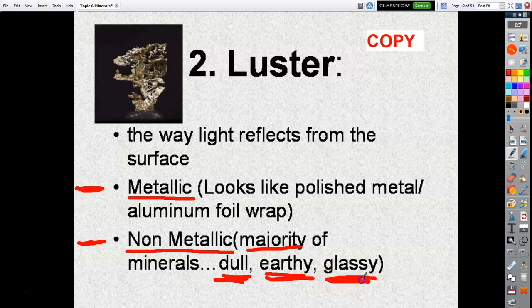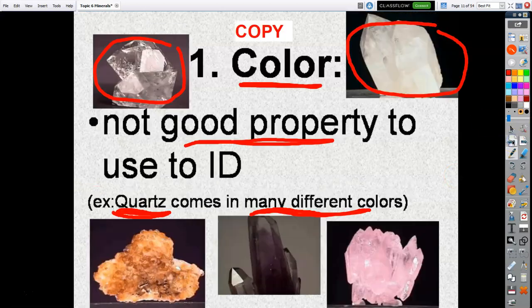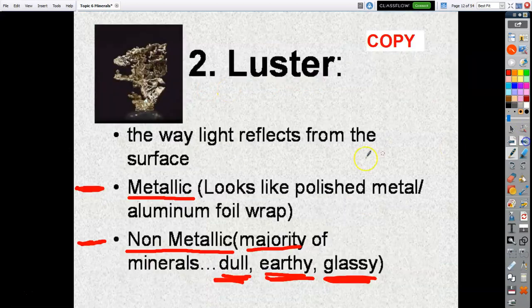Glassy, and this gets a little tricky with glassy. Something like quartz. Let me go back to the last slide. This quartz up here in the top left has a glassy look to it, but that does not mean it's metallic. This is where it can be a little confusing. Students will look at quartz and say, oh, Mr. Rocco, it's shiny. It's a shiny piece of glass.